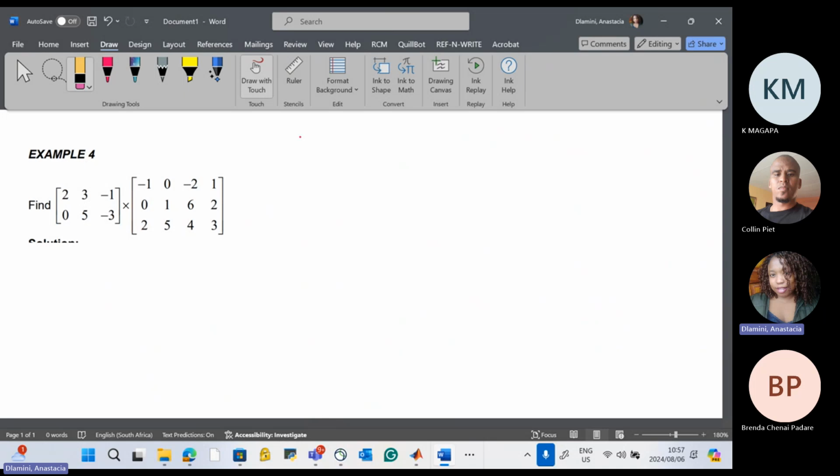So let's label this matrix A, and let's label this matrix B. What is the dimension of matrix A? 2 by 3. What is the dimension of matrix B? 3 by 4. Do you see that? Because we're looking for A times B, the inner orders are the same. So since the inner orders are the same, we are allowed to do matrix multiplication.